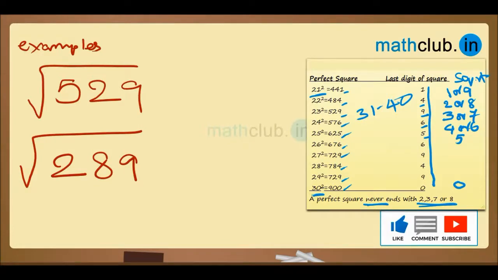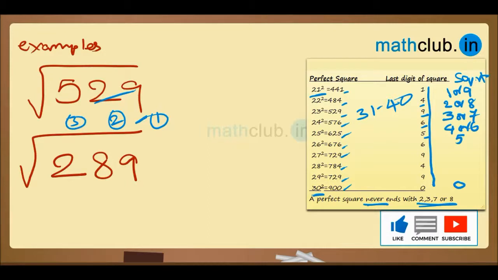Once you understand that, the questions can be solved very quickly. The steps you need to follow here are: Step 1 is observe the last digit and identify the last digit of the answer. Step 2 is cancel the last 2 digits. Step 3 is identify the highest square less than the remaining part.